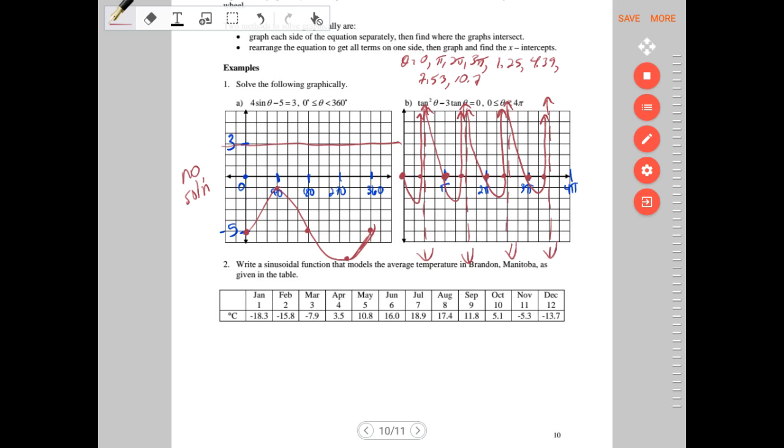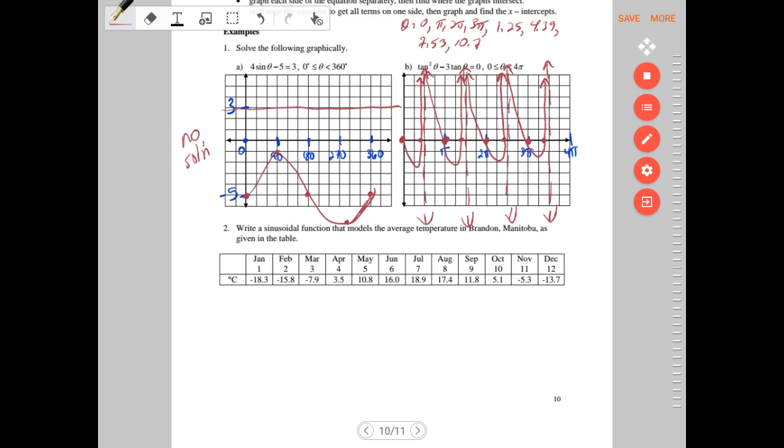Okay, great. Number 2. Write a sinusoidal equation that models the average temperature in Brandon, Manitoba, as given on the table. Okay, so if you'll notice, we start at a minimum. So we're going to use a cosine, in this case, as our formula. So y equals a cos b of x minus c plus d. So let's figure out what all of our values are.